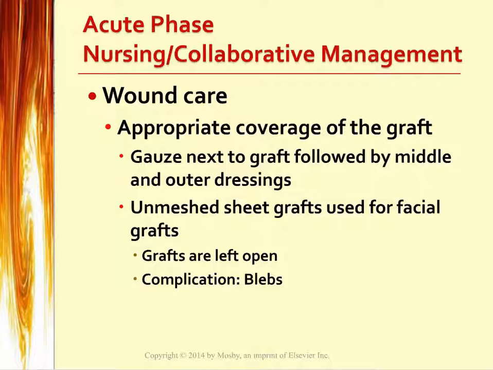Blebs prevent the graft from permanently attaching to the wound bed. The evacuation of blebs is best performed by aspiration with a tuberculin syringe and only by those who have received instruction in this specialized skill.